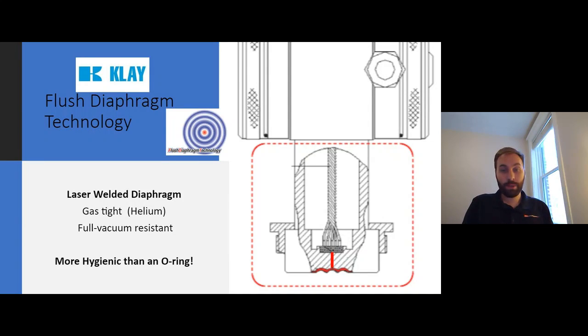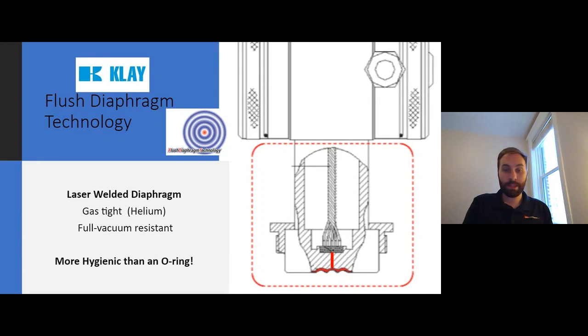And as you see here, you've got the pressure. Let's start at the bottom. We've got the laser welded diaphragm. That's that red curvy line right there. And that is gas tight, full vacuum resistant, and no O-rings, more hygienic than an O-ring. We'll get to that later.